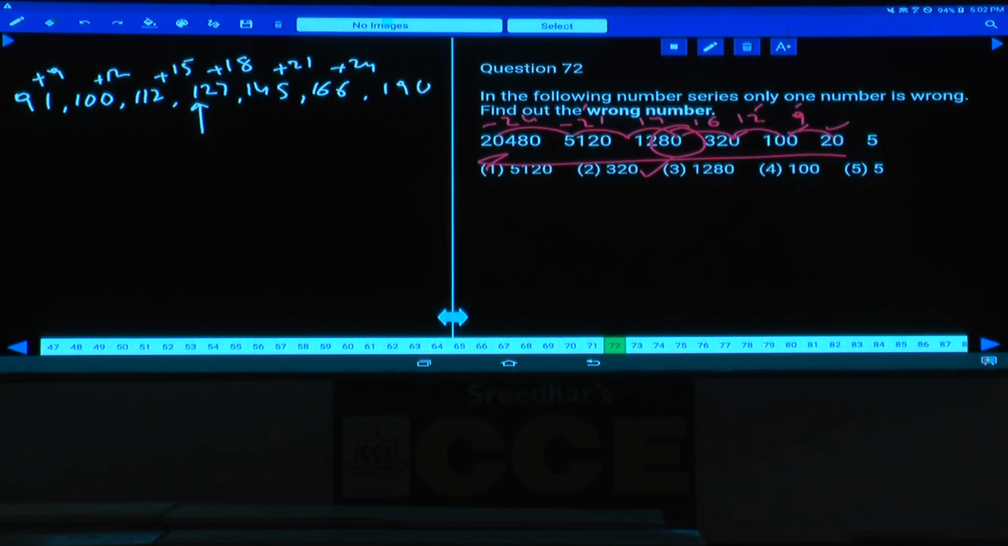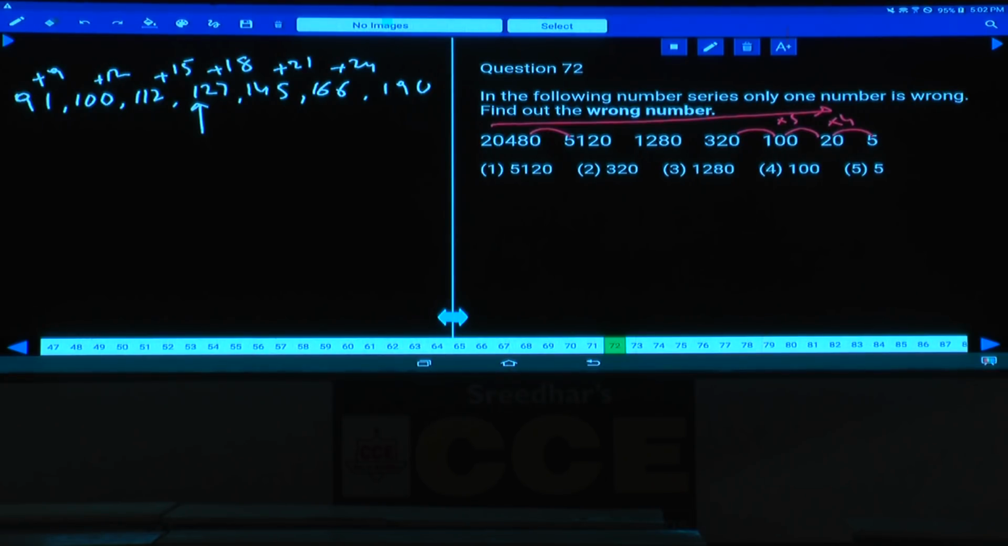Then coming to 72. Now in this 72 again the numbers are in decreasing order. As the numbers are in decreasing order, we should always move in the reverse order, isn't it? Then 5 and 20, how to express this one? 5 into how much? 5 into 4 is 20. Next one, 20 into 5, 100. And 100 into how much? These two are not perfect multiples. And 5120 and 20480, what is the relation between these two?